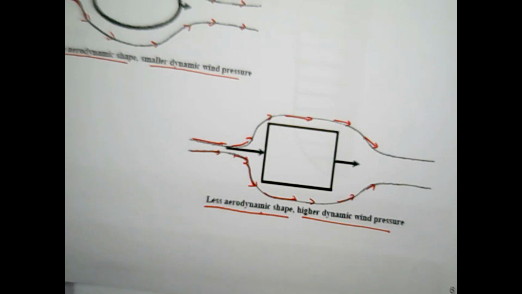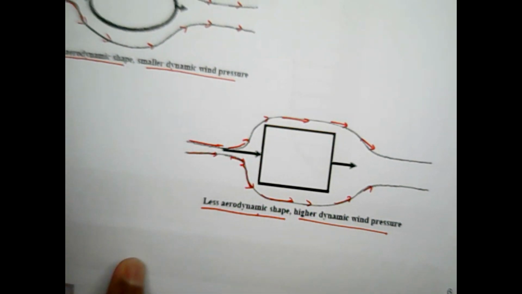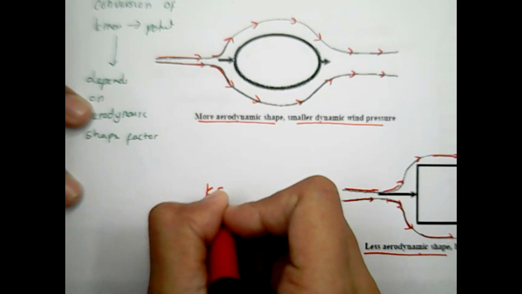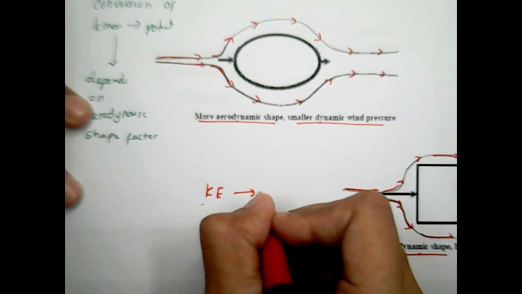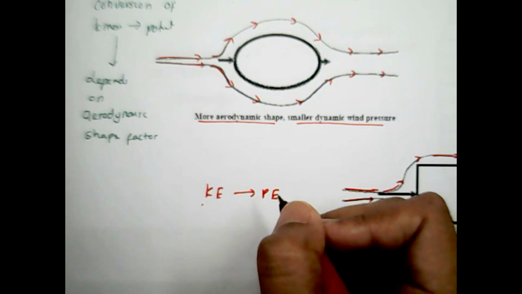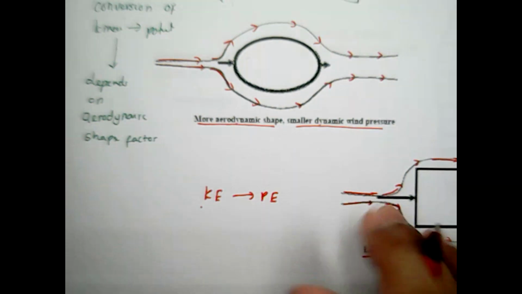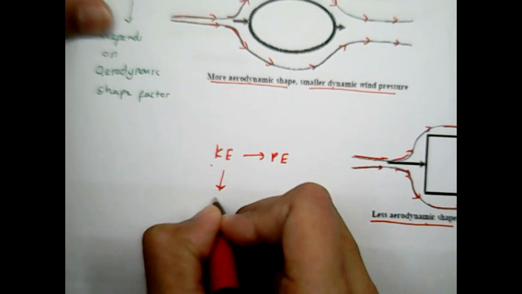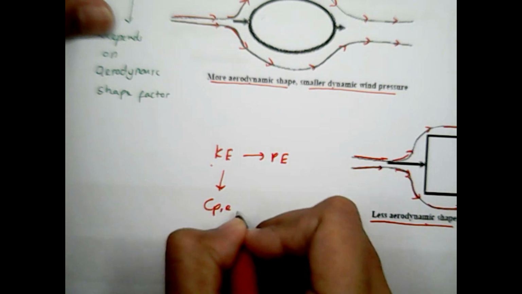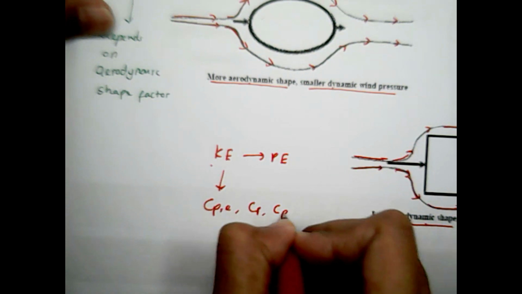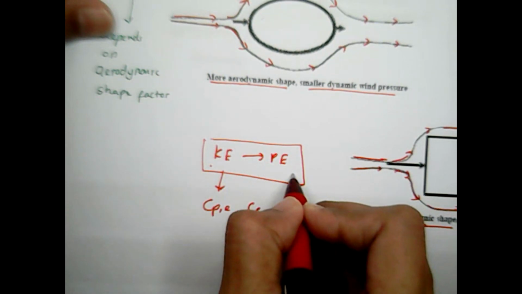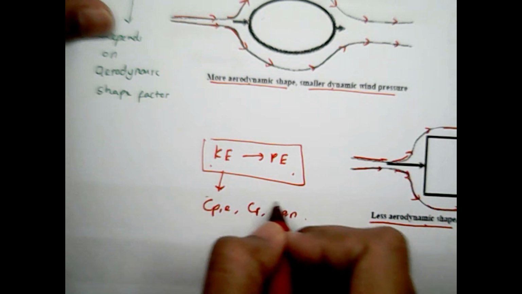Therefore, the external pressure coefficients account for the degree of conversion of kinetic energy to potential energy. These aerodynamic conversions are accounted for when you want to convert the kinetic energy to the potential energy. This degree of conversion will be represented by coefficient factors, which we call Cpe, Cf, Cpn.